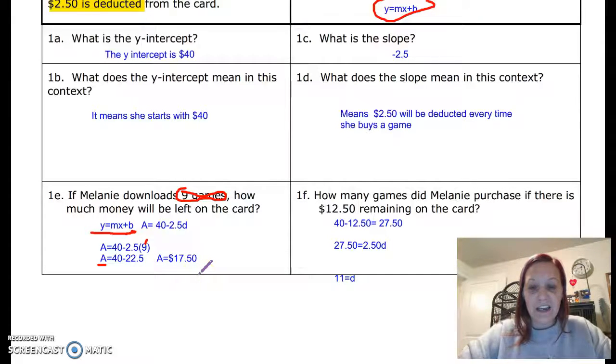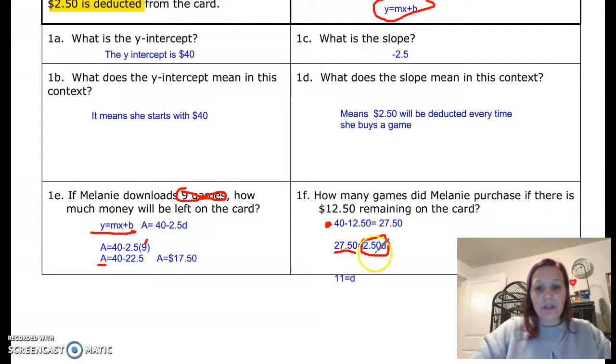Okay. How many games did Melanie purchase if there's $12.50 remaining on the card? So it's asking us to do the opposite. We take our initial amount, and we know we want to find out how much was spent. So we subtract that $12.50 and we get $27.50. We can then plug that in because we know that's the amount remaining, which is what our A stands for. And then we plug in our slope times hours.